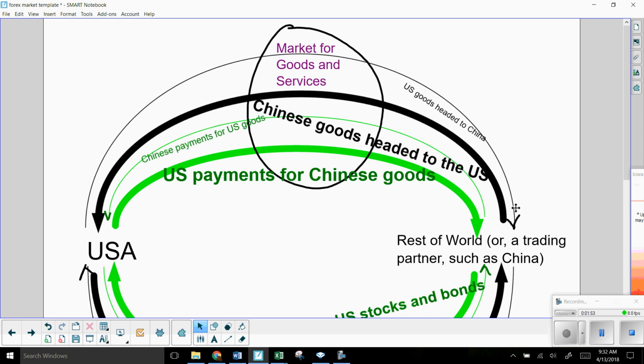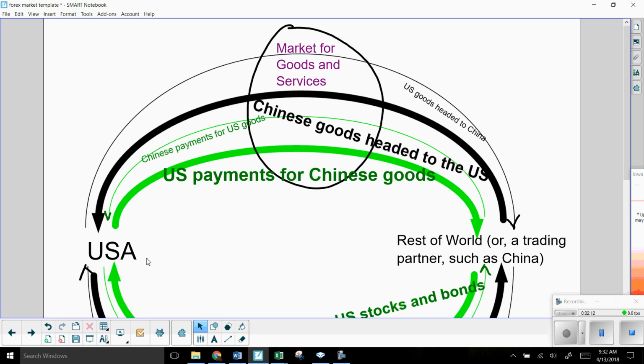Okay, now China buys some goods from the United States, and that's this thin black line going over the top, but we knew that wasn't as many. And here's this thin green line coming back. That's Chinese payments for United States goods. So you can see sort of the bold label goes with the bold arrow and so forth. All that stuff is happening in the market for goods and services. And we'll think about some terminology for that, but that's basically what happens up here.